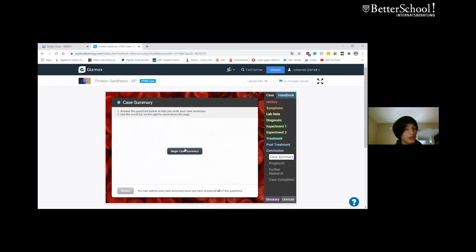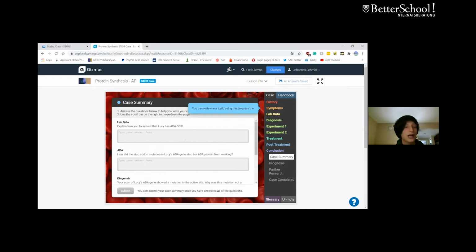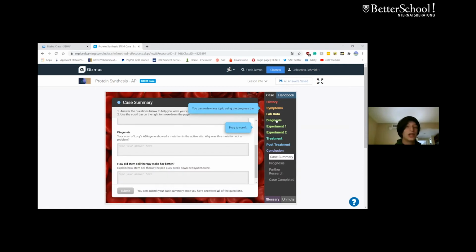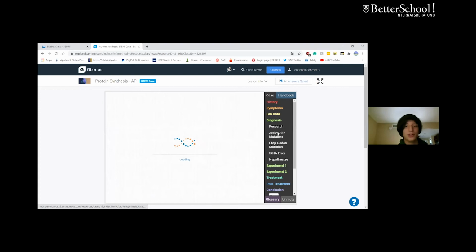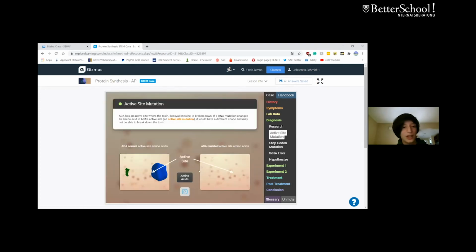I have not started that yet, but it shows you have to go through this whole experiment with diagnosis. For example, if we want to look at an active site mutation, which one will it be?